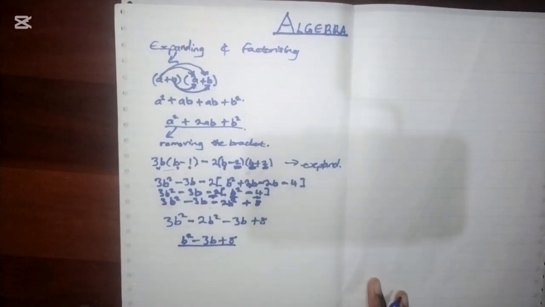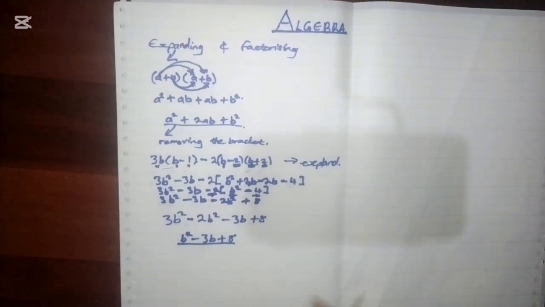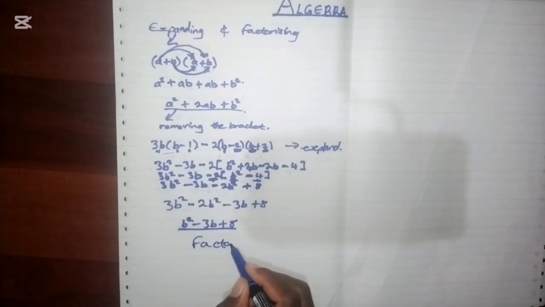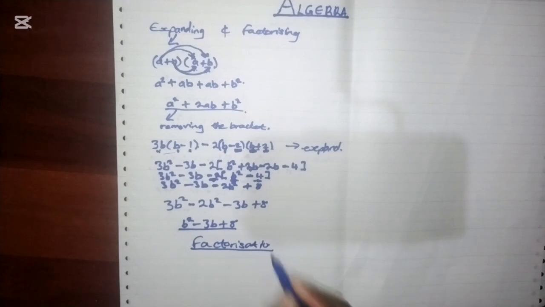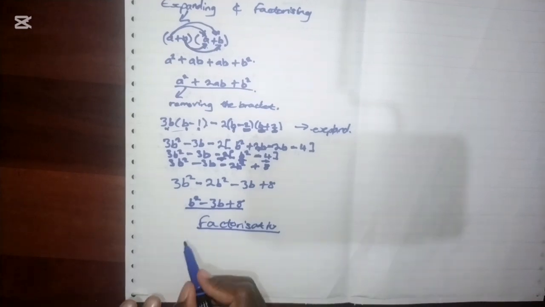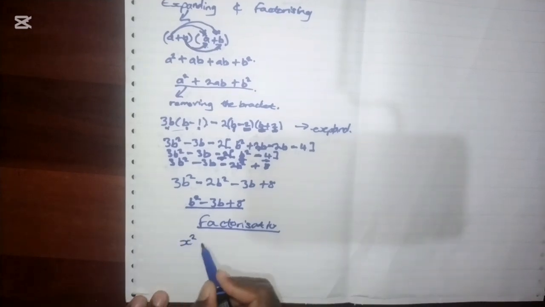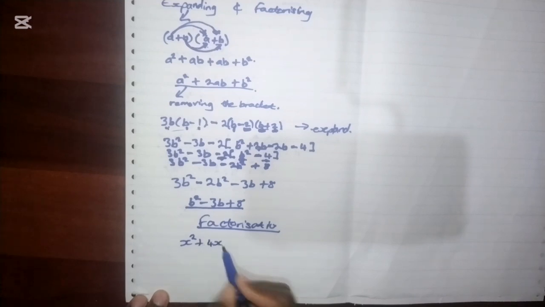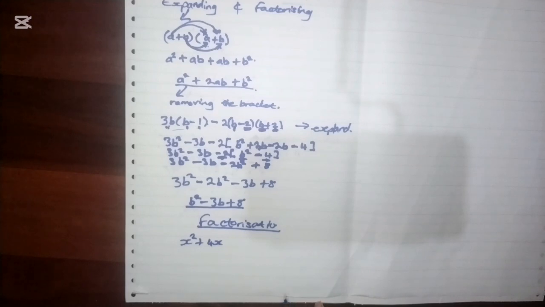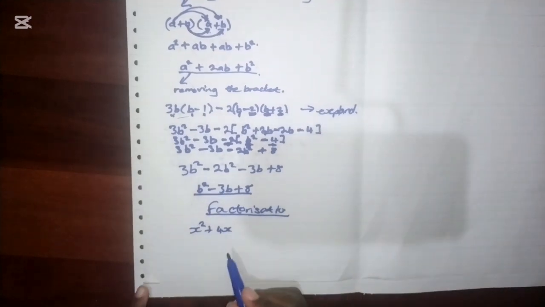Now let's move on to factorizing. Now let's try factorization. I'm going to do this again with a simple example. Here we have an expression x squared plus 4x, and we're supposed to factorize that expression. So let's do it.